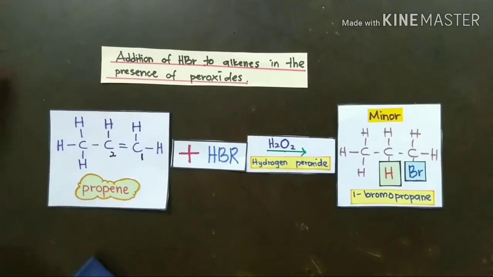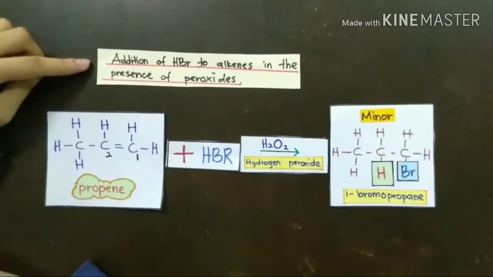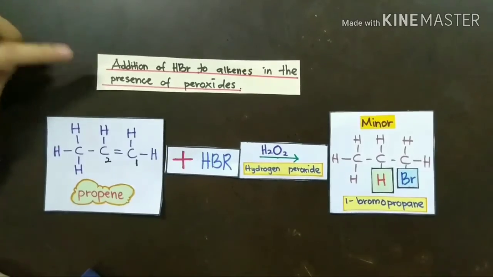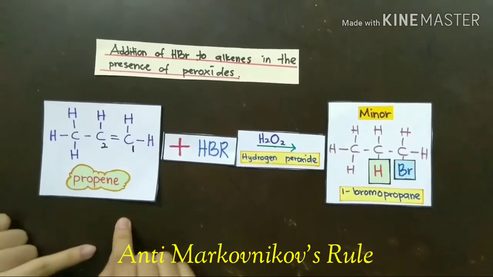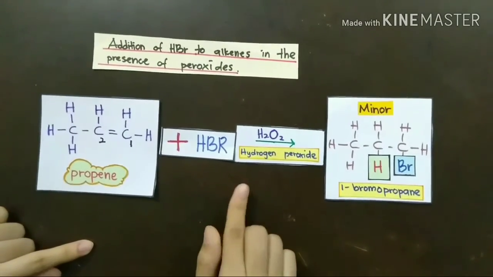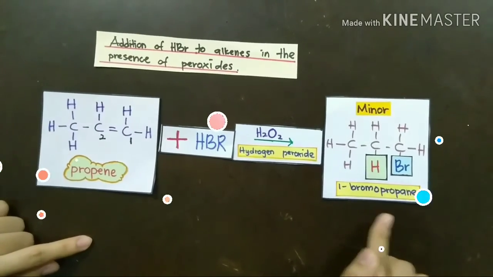Now, we will look at the addition of HBr to alkene in the presence of peroxide. This reaction is anti-Markovnikov. So, when propene is added with HBr and has hydrogen peroxide as a catalyst, it will become 1-bromopropane.